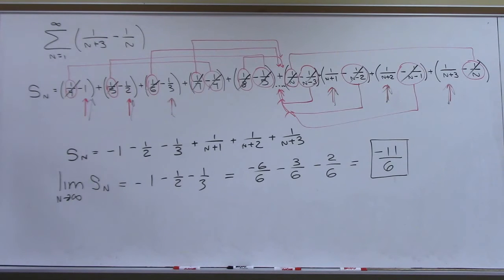The setup's going to be exactly the same. We're going to look at the series. We're going to try and find cancellation. We're going to write the partial sum. We're going to figure out what happens with the collapsing. We're going to take the limit, and that'll be our answer. All right?